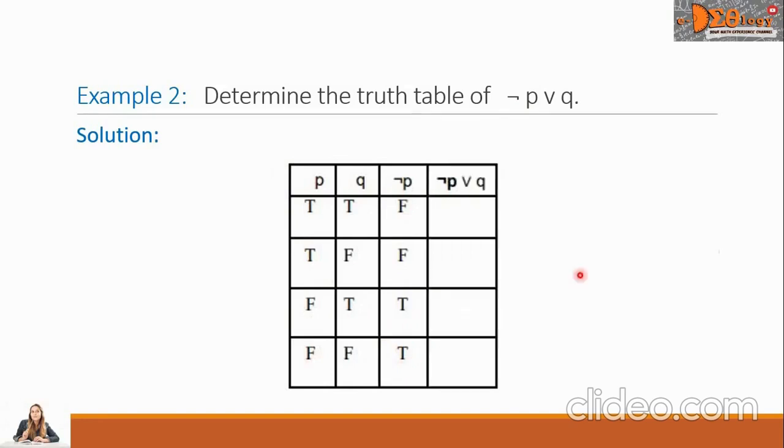Now for the fourth column, not P or Q. Remember that for the OR operation, it becomes false only when both of the two propositions are false. So T and F is T, F and F is false, T and T is T, F and T is T. This is the final answer.